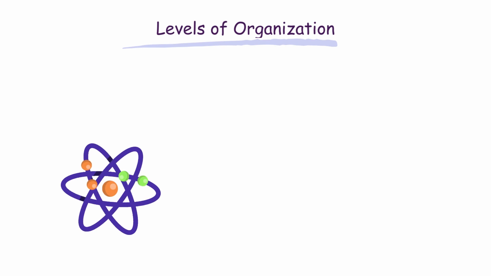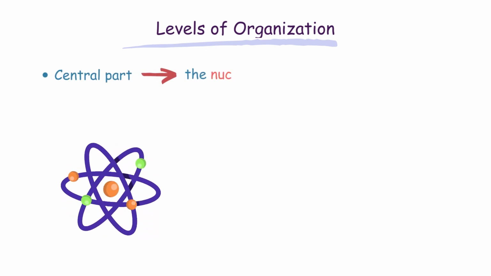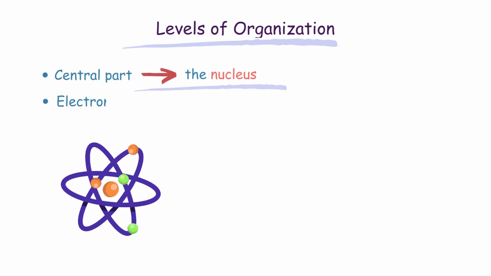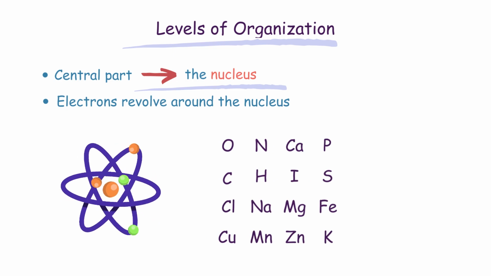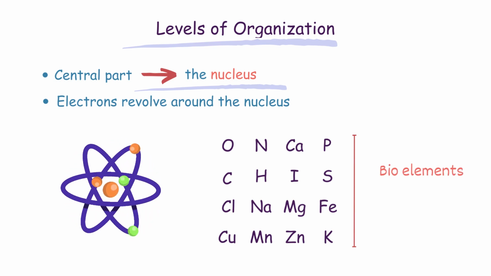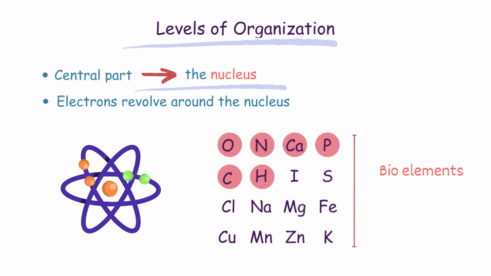Picture an atom like a tiny solar system. It has a central part called the nucleus, and around it we have electrons revolving around like the planets revolving around the sun. Only 16 of the hundreds of atoms found in nature are necessary for life. These are known as bioelements. These 6 elements, oxygen, carbon, hydrogen, nitrogen, calcium, and potassium, are the real heroes since they make up 99% of all life.